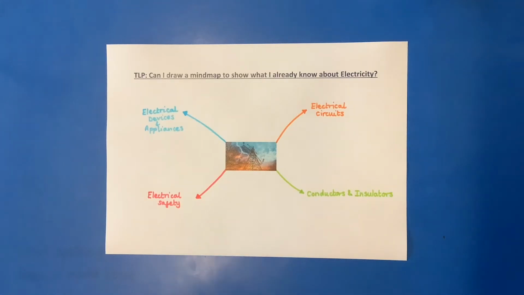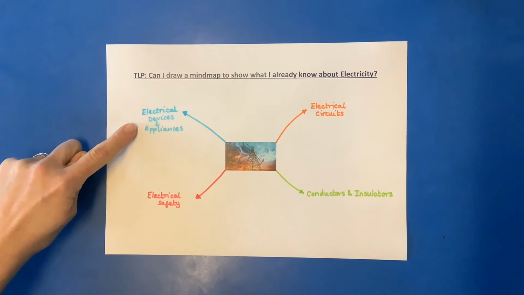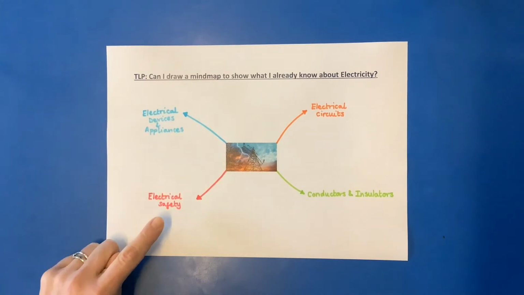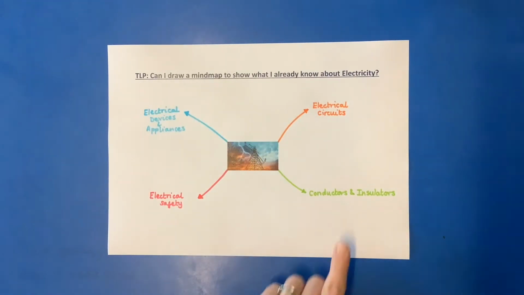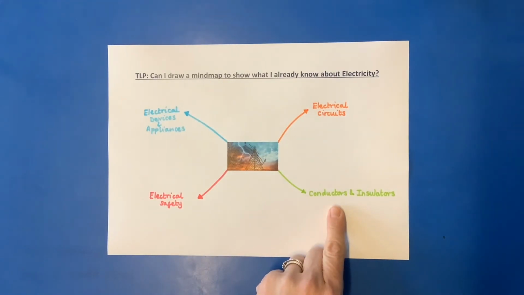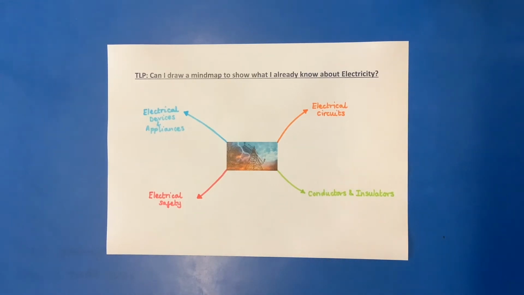Hi Year 4. So like we would at the beginning of any new science topic, we're going to do a mind map today. So your TLP is, can I draw a mind map to show what I already know about electricity? You can see I've chosen 4 different branches. They are electrical devices and appliances, electrical safety, electrical circuits, conductors and insulators. Now you may or may not know something about these titles.